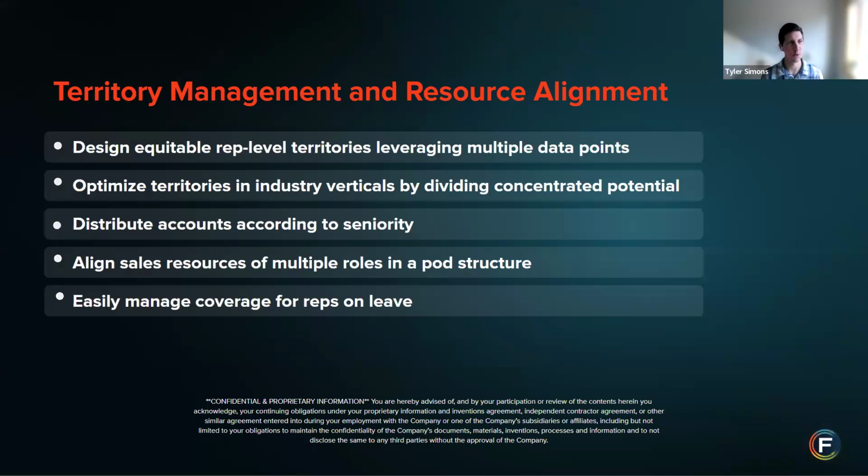Oh, great. So territory management, resource alignment. I think for us, what is the point of this? It's, one, to design equitable rep level territories so that you can leverage multiple data points. There is the ability to optimize territories in industry verticals by dividing concentrated potential. We'll look at that scenario, distribute accounts accordingly or according to seniority. I see a couple people on this call for whom that's probably an important thing, and they're kind of already doing that.